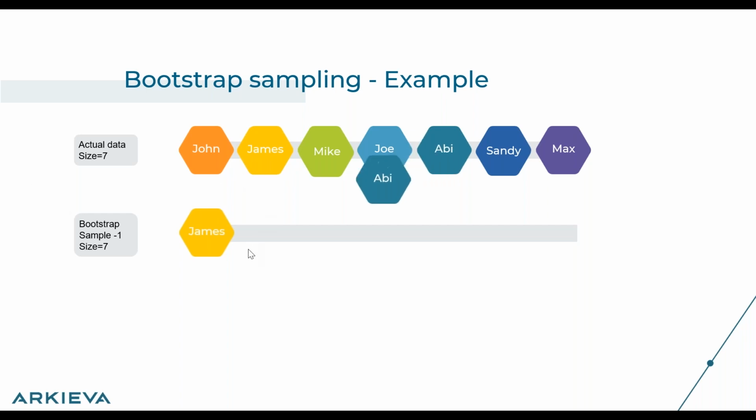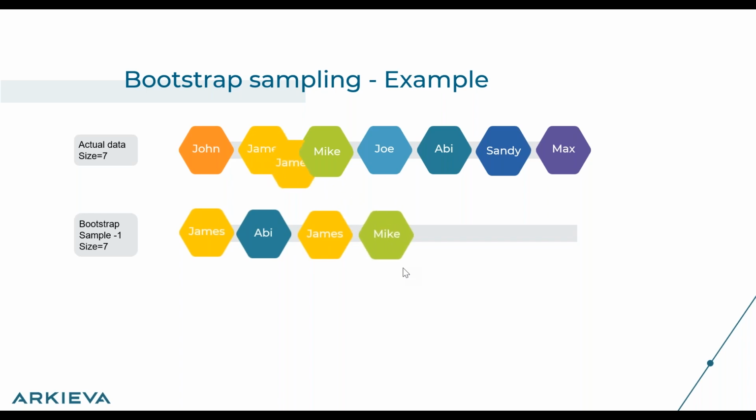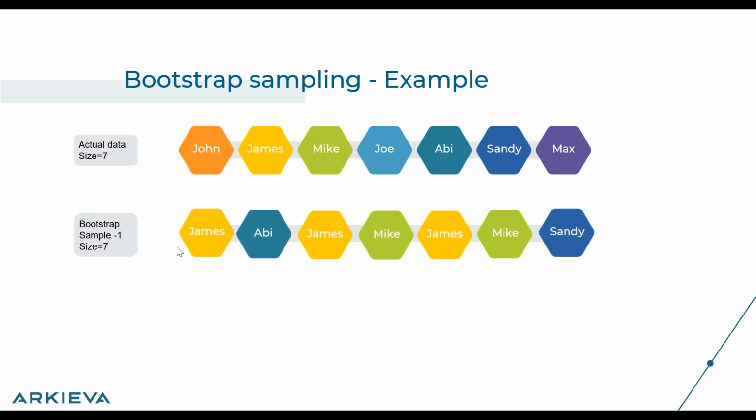So let's do that. The second entry that I get is Abby, so that's good. When I do the third sample, I get James again. That's the replacement in play. And then I get Mike. Then I get James again. So James has now been sampled 3 times in this sample. Then Mike again, so Mike is going a second time. And then Sandy. So as you can see, now my sample is complete.